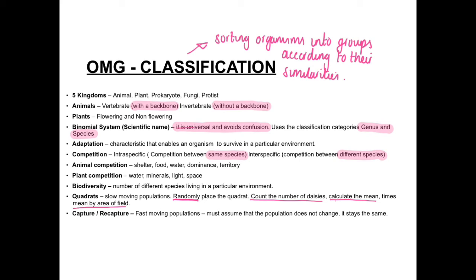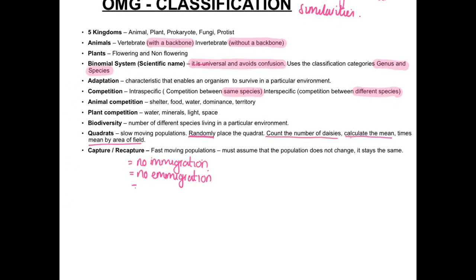But there are 4 assumptions we need to make. We need to remember that there's no immigration, so no organisms move into the population. No emigration, so no animals leave the population. We also assume that there's no deaths and that there's no births.